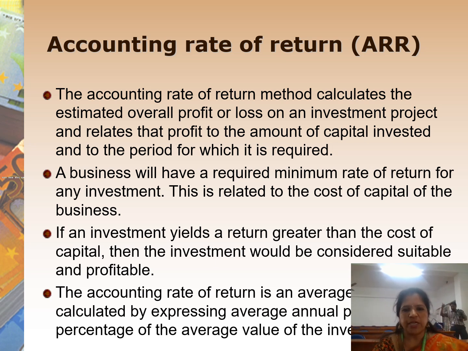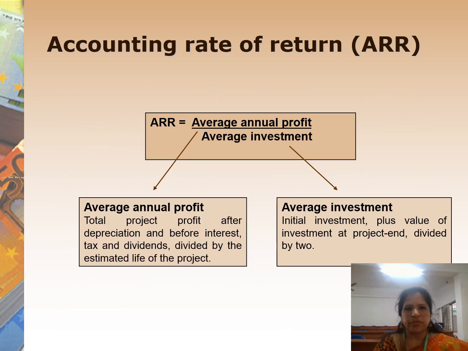If an investment yields a return greater than the cost of capital, then the investment would be considered suitable and profitable. The accounting rate of return is an average, calculated by expressing the average annual rate of return as a percentage of the average value of the investment. Average accounting rate of return equals average annual profit divided by average investment.